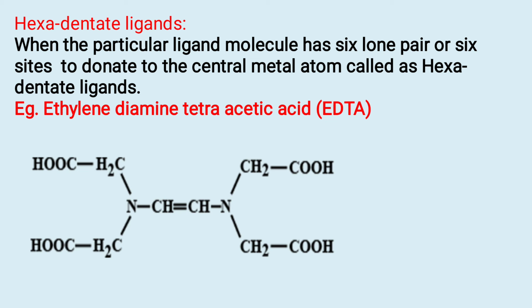Here we can see that this is one nitrogen which has a lone pair, this is another nitrogen which has a lone pair, and this is the acetate group. That acetate group will donate a lone pair of electrons from its oxygen to the metal. So overall, the third coordinating site, fourth coordinating site, fifth coordinating site and sixth coordinating site. So we can say that EDTA is a hexadentate molecule.